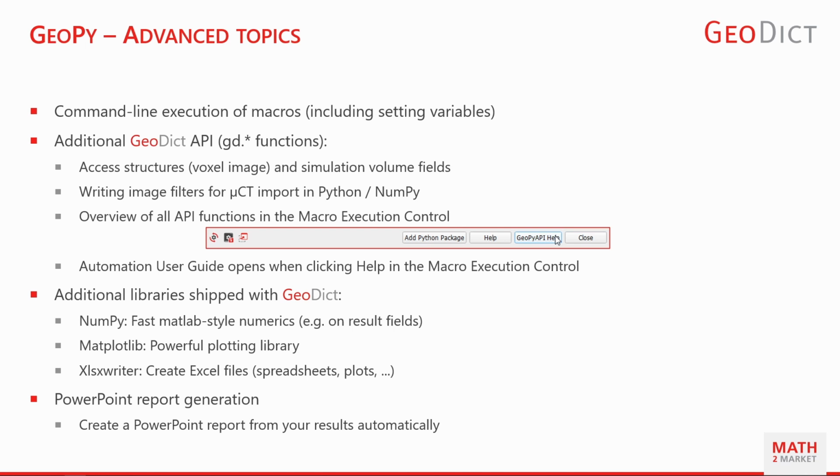This includes fast MATLAB-style numerics with the module NumPy that could, for example, be applied to volume fields as the flow field we have seen before. And then we have the powerful plotting library matplotlib, which is also introduced in the GeoPy Advanced workshop and allows to plot the results in a user-defined style. Of course, the Excel file generator XLSX to create Excel files from a Python macro. And of course, as already teased, the generation of PowerPoint reports from GeoDict results can be automated.